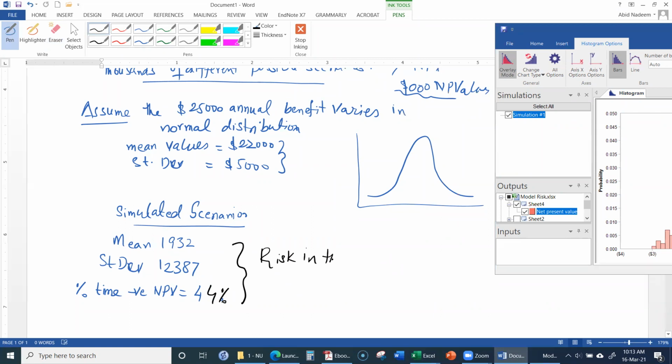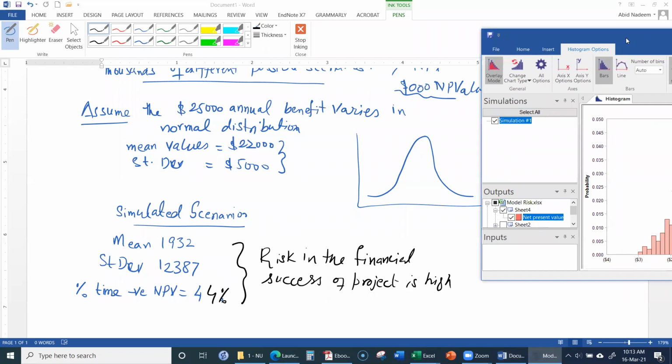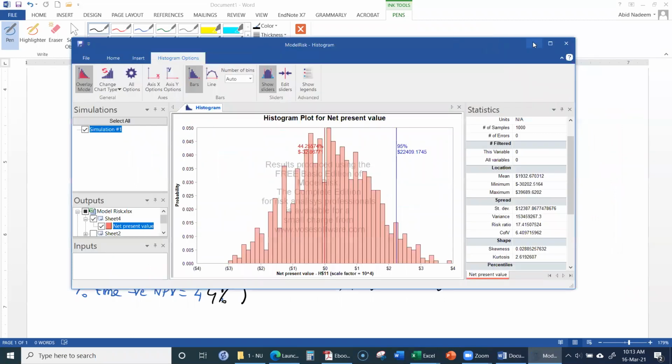Risk in the financial success of the project is high, which means that it is too risky to invest in this project. So you may most likely not be investing in this project in this case. So this will be the conclusion. Do you have any questions about this?